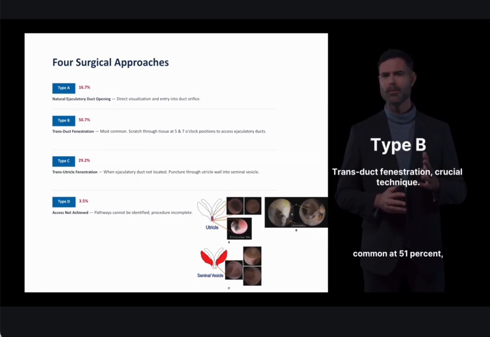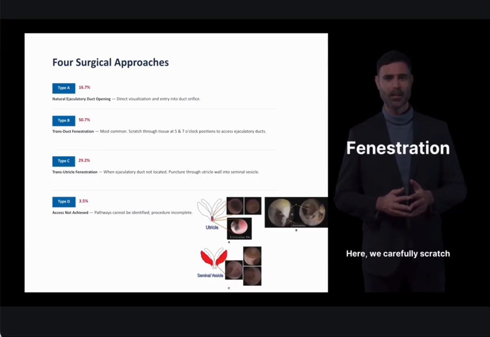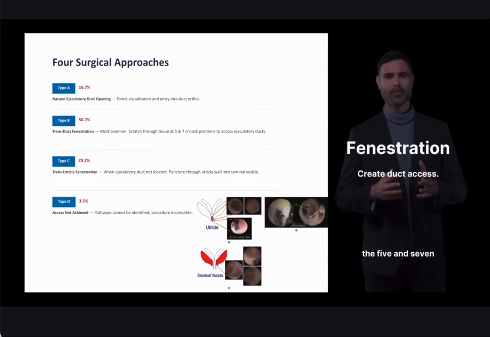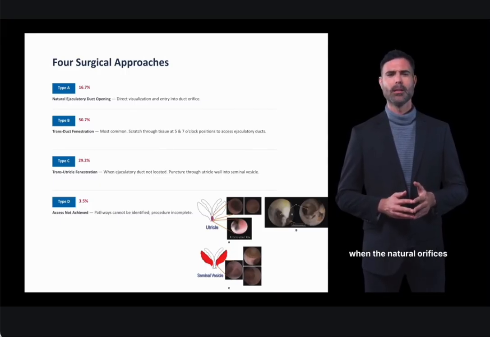Type B, the most common at 51%, is transductal fenestration, a crucial technique. Here, we carefully scratch through the tissue at the 5 and 7 o'clock positions to create access to the ejaculatory ducts. This technique works well when the natural orifices are not immediately apparent or are obscured.